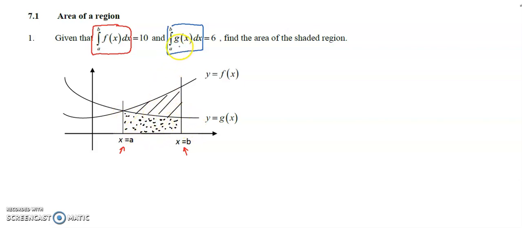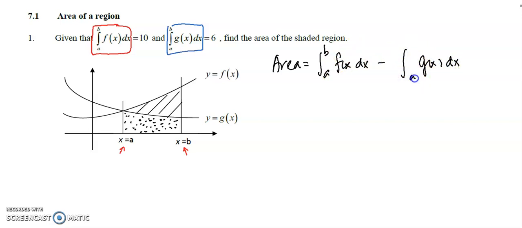The dotted area refers to the region of g(x), which is the integral of g(x) from a to b. The big area is represented by 10, so the whole region is 10 units squared, and the small dotted region is 6 units squared. So the shaded area equals the integral of f(x) with respect to x from a to b minus the integral of g(x) with respect to x from a to b. Substituting 10 and 6, we finally get 4 units squared.